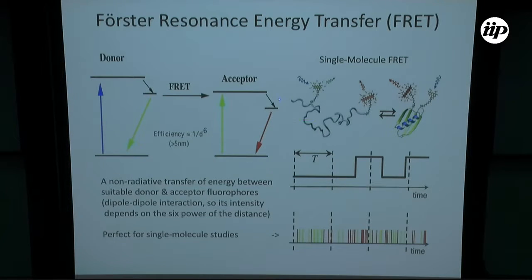But anyway, the important thing here to remember is that the key parameter is the efficiency of the transfer process, which is proportional to the inverse of the distance to the 6th power. And the 6th power comes because it's a dipole-dipole interaction.